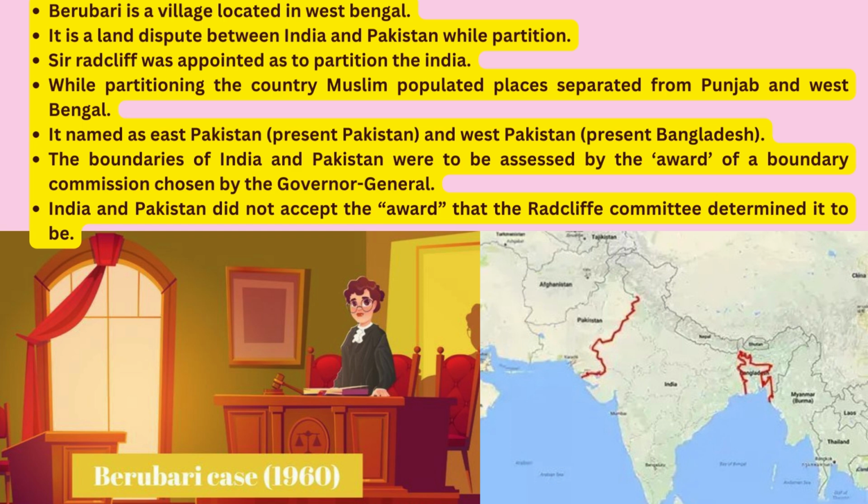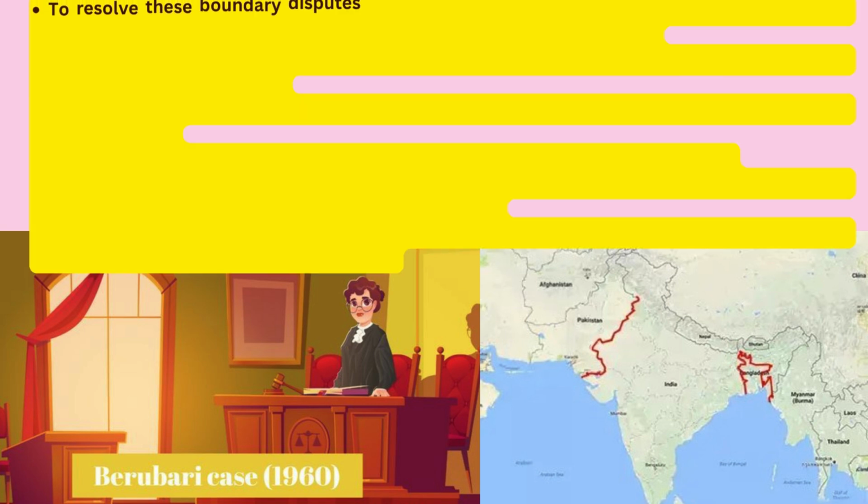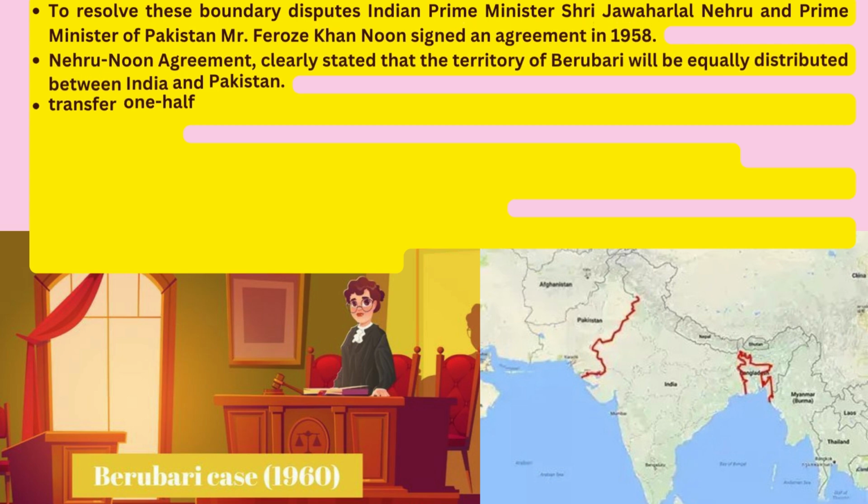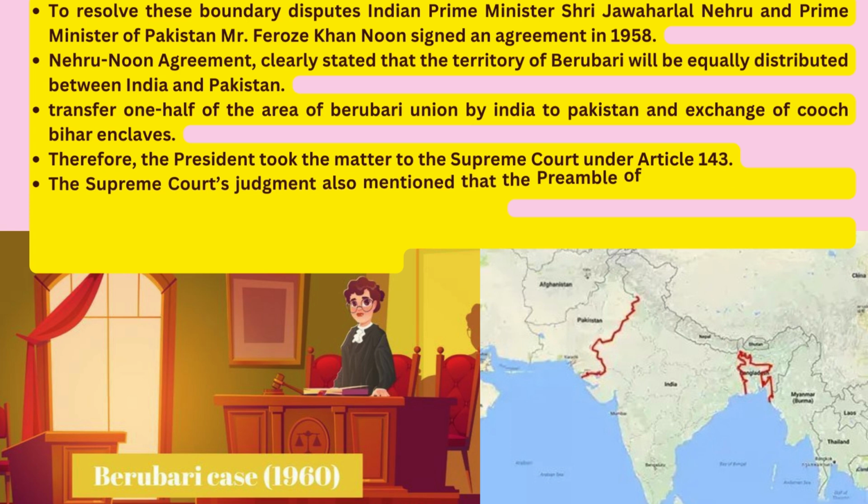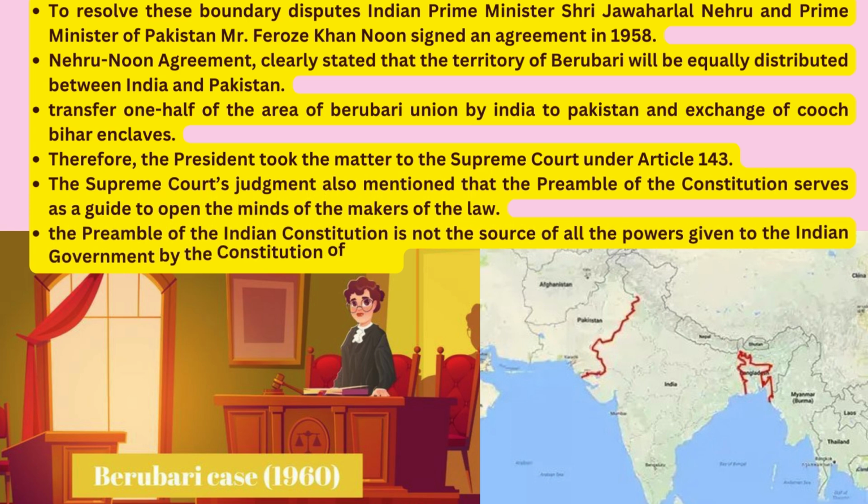The boundaries of India and Pakistan were to be assessed by the award of a boundary commission chosen by the Governor-General. India and Pakistan did not accept the award that the Radcliffe Committee determined. To resolve these boundary disputes, Indian Prime Minister Sri Jawaharlal Nehru and Prime Minister of Pakistan Mr. Feroz Khan Noon signed an agreement in 1958 known as the Nehru-Noon Agreement. It clearly stated that the territory of Berubari would be equally distributed between India and Pakistan, to transfer one half of the area of Berubari Union by India to Pakistan in exchange for Cooch Behar enclaves.